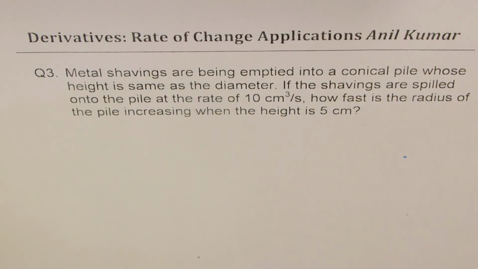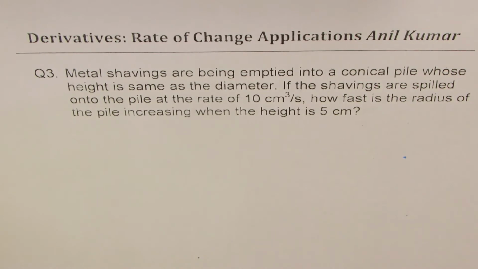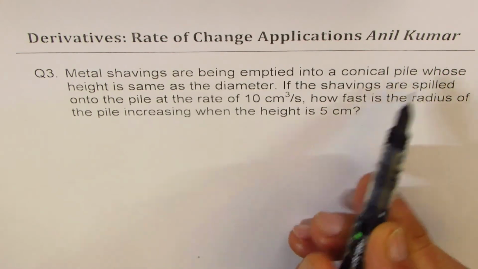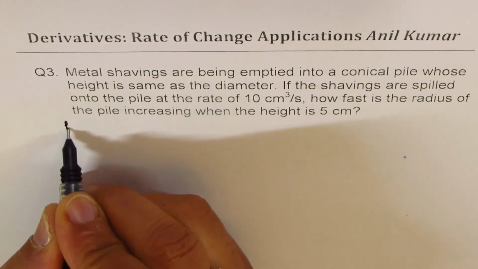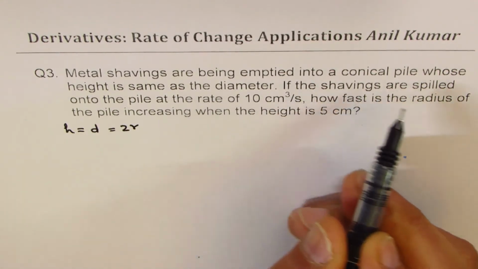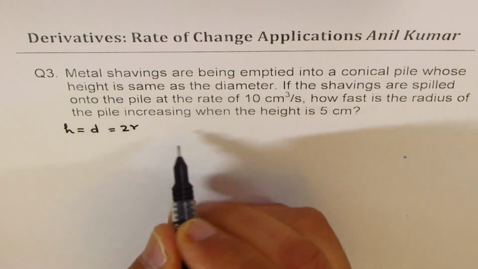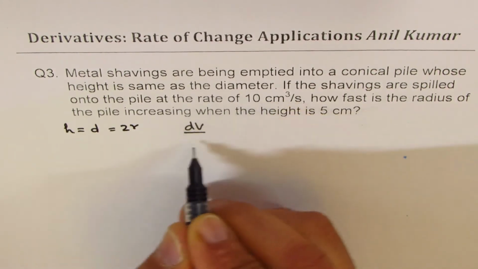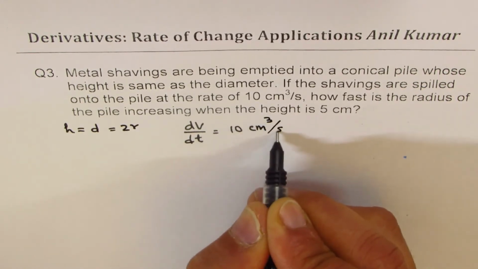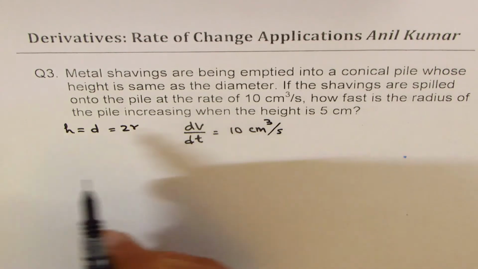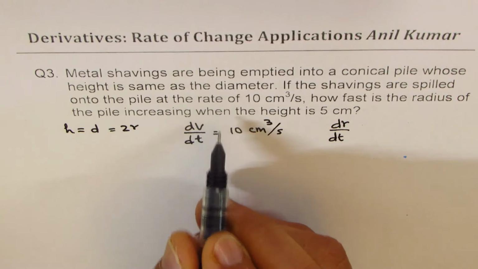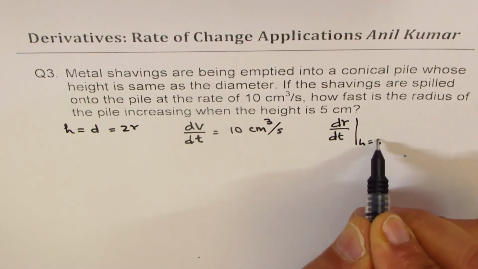Question number 3, which is exactly on the same lines as the previous two. Metal shavings are being emptied into a conical pile whose height is the same as its diameter. So we're given height equals diameter, which is 2 times radius. If the shavings are spilled onto the pile at the rate of, so we know rate means volume, right? dV dt is 10 centimeter cube per second. How fast is the radius of the pile increasing? So we need to find dr dt when the height equals 5 centimeters.